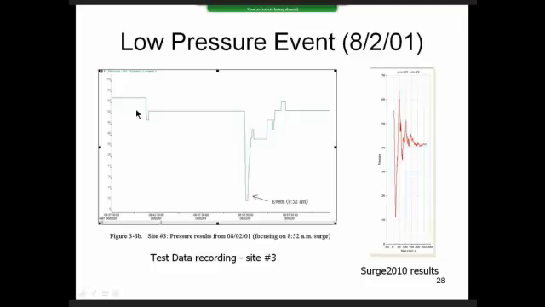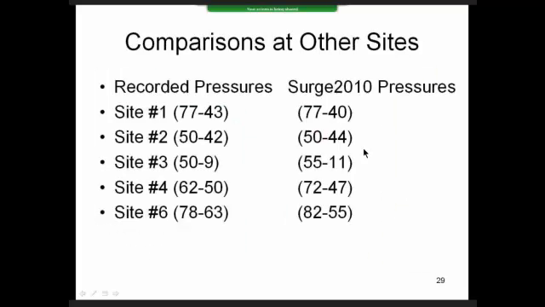So this next slide shows the actual recording, and this was the event that occurred at 8:32 a.m. in 2001, and the pressure dropped all the way from 55 down to below 10 psi. Now we modeled that system with Surge 2000, and this is the model predictions, and they're very similar. So we realized, or we could verify, that our model was pretty accurate.